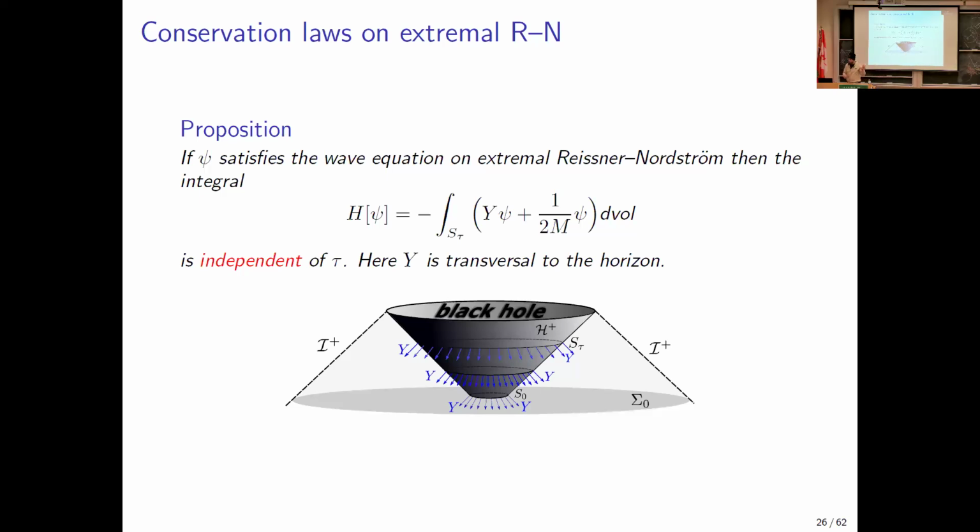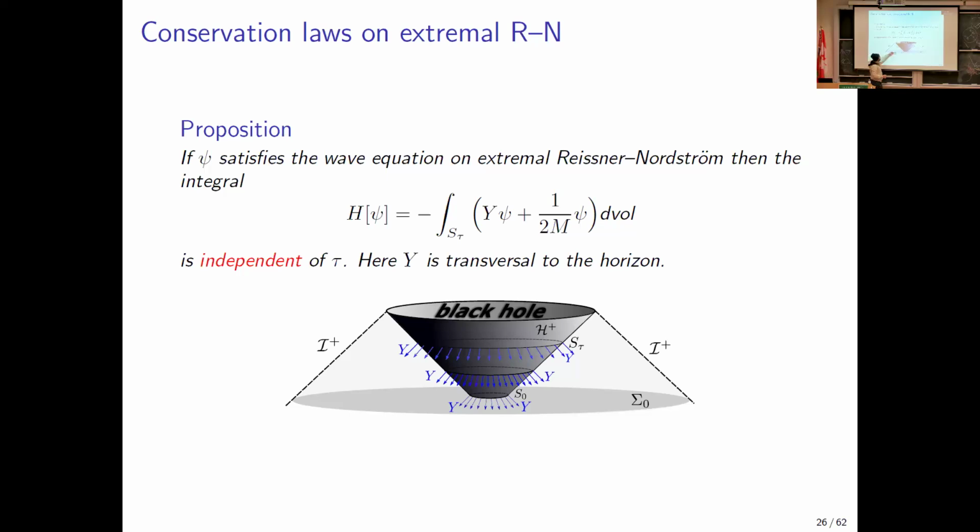This integral is only conserved from section to section in the extremal case. In the sub-extremal case, you can prove that this is not conserved, or there is no conservation law. And again, the way to prove it is by looking at the characteristic gluing problem on the event horizon. But in any case, I just want to show you conservation laws.